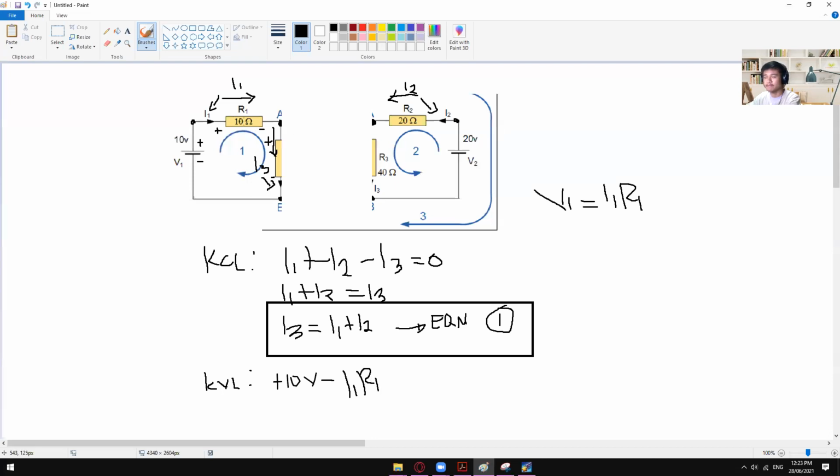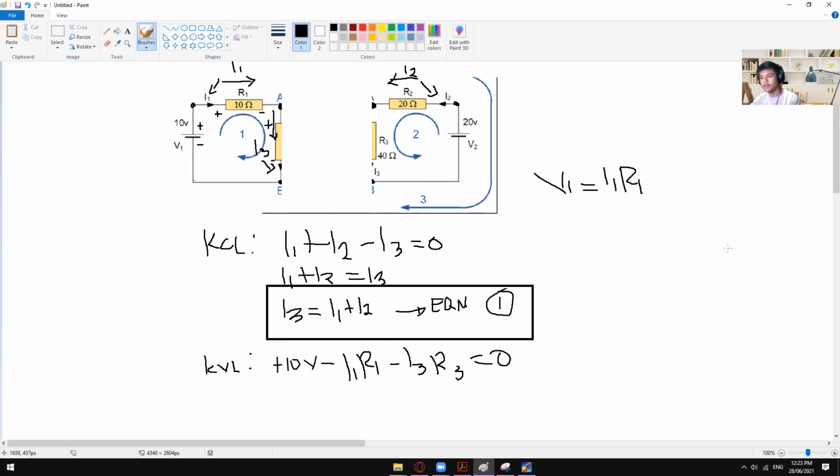Since we are getting the voltage drop across R1, followed by the R2 right here, which is now the I3. So I'll consider the outer sign, negative I3 times R2. I3 rather, since this is resistor 3. And then going back to our original voltage source, just equate this to 0. So this is now our equation number 2, which came from loop number 1.